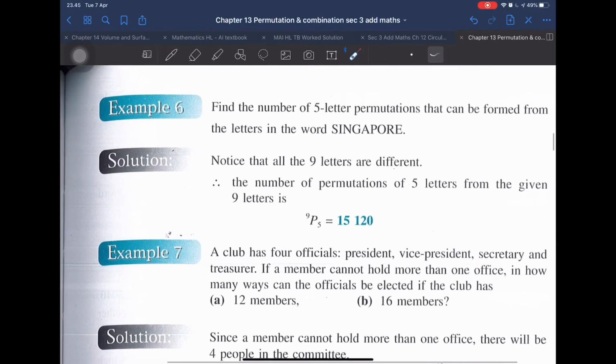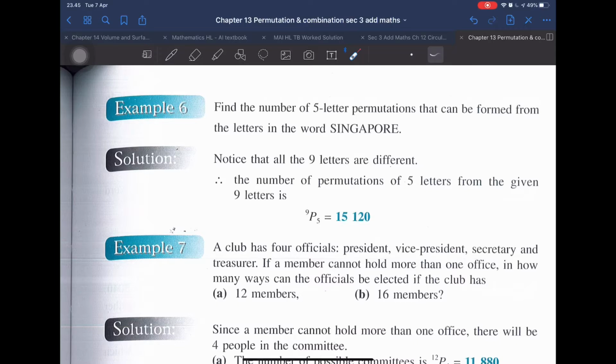Find the 5-letter permutations that can be formed from the letters of the word Singapore. Singapore has 9 letters, so just pick 9. Pick 5 out of 9. The answer is this.